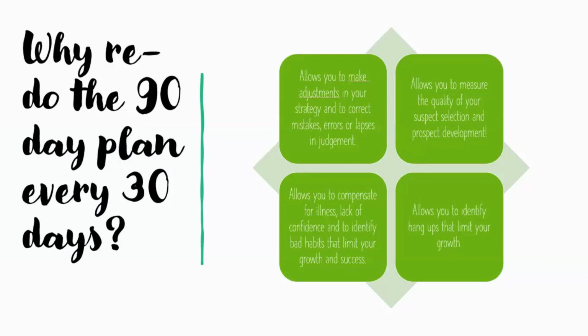Why redo the 90-day plan every 30 days? Because it allows you to identify hangups that limit your growth. That's the analysis that you need to go through if you want to start building momentum. Most of my really, really successful agents, they don't have to do that. They've already fixed that mindset. They know when they're doing income producing activities, and they know when they're doing non-income producing activities. They know the difference, and they have the discipline to fix it. A lot of people don't have the discipline to fix it.